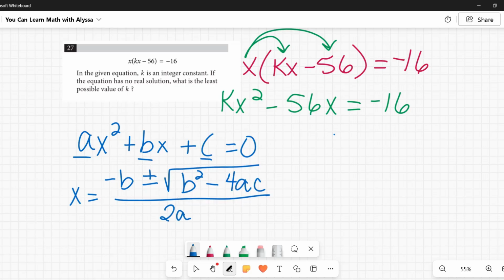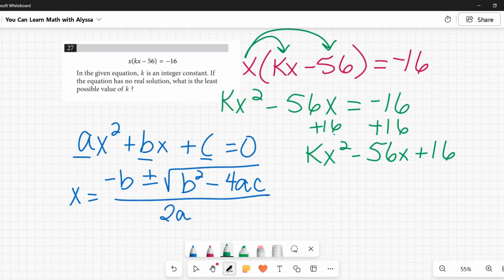I'm close to being in that form up here on the right, but not quite. It's not equal to 0. To make it equal to 0, I want to move this over. Since it's negative 16, I'm going to add 16 to both sides. So on the left-hand side, I get kx squared minus 56x plus 16, and negative 16 plus 16 is just 0. All right, now it is in the form ax squared plus bx plus c.